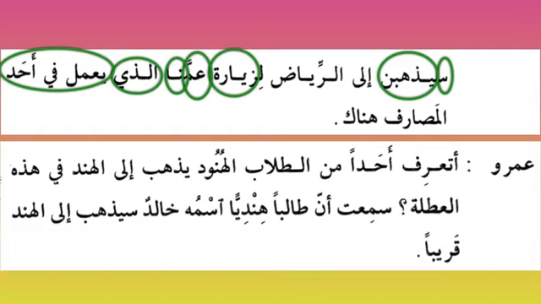So Amrun again is desperate. So he's asking, أتعرف أحدا من الطلاب الهنود يذهب إلى الهند? So do you know any of the students? عرف يعرف is تعرف is your فعل مضارع. So do you know anybody from students of India? من الطلاب الهنود, Indian students.